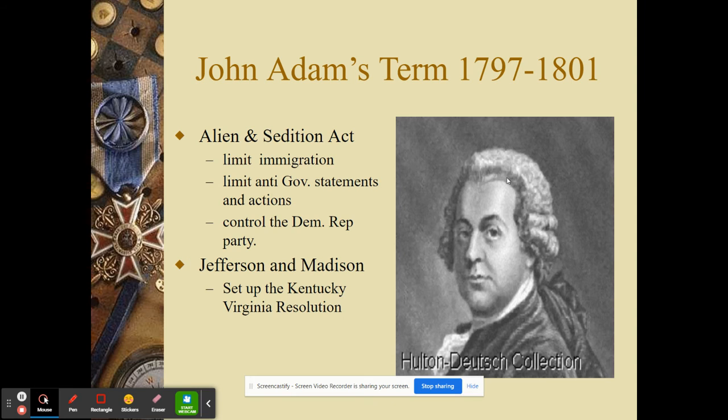So the Alien Sedition Act would be an example of federalism, because they're increasing the power of the government to stop people from speaking out against them. And then Jefferson and Madison come back and do this Kentucky-Virginia resolution, which basically nullifies the law. They say that our states just aren't going to follow that law. Doesn't matter you passed it. We're just not going to follow it. That would be an example of anti-federalism.